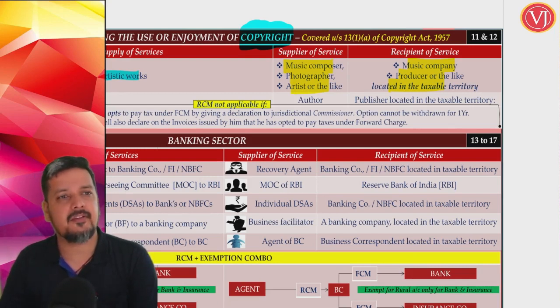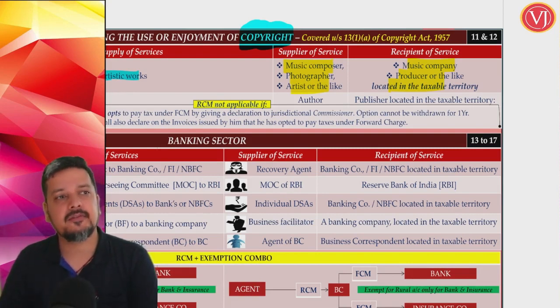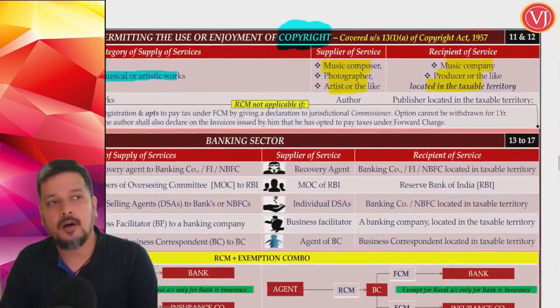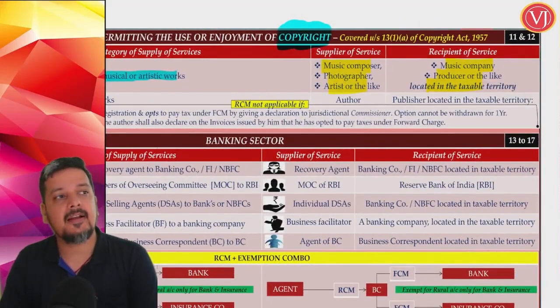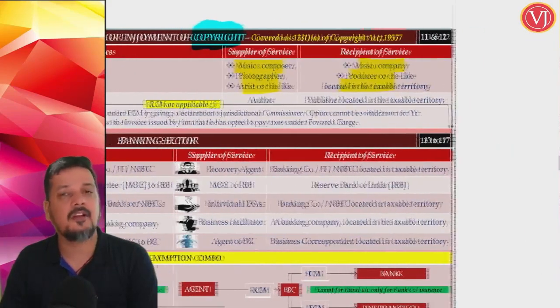Recipient will pay GST. But wait, understand this. A.R. Rahman is composing song for Sony Music. A.R. Rahman for Sony Music, RCM. Original musical work. Supplier is music composer A.R. Rahman. Recipient is music company, RCM.